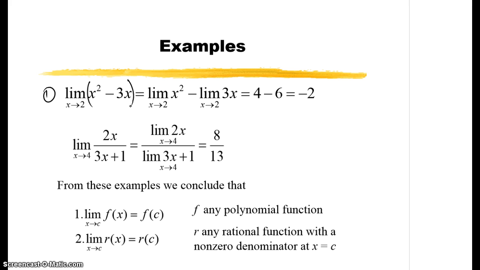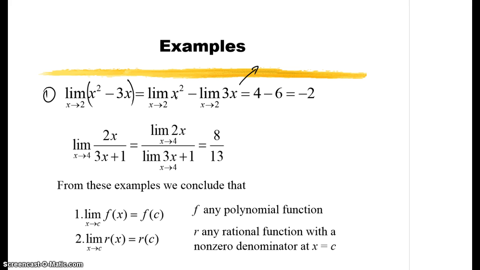Well, recognize that this function is the difference of two other functions, namely x squared and 3x. So we could rewrite this limit as the limit as x approaches 2 of x squared minus the limit as x approaches 2 of 3x, using the difference property, which was property 4 on the previous slides. Now, before we get to how we obtain this answer here, let's break this down into further detail.